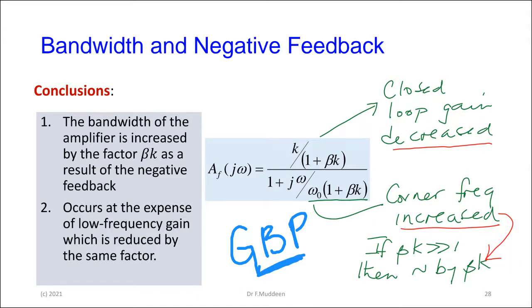So it's a trade-off, and this is actually the reason where that gain bandwidth product comes out. The factor is a constant, the 1 plus beta k. So as the bandwidth increases by 1 plus beta k, the gain goes down by the same amount. In other words, more or less the gain bandwidth product remains the same. So you're trading off gain against bandwidth all the time. Yeah? Make sense?